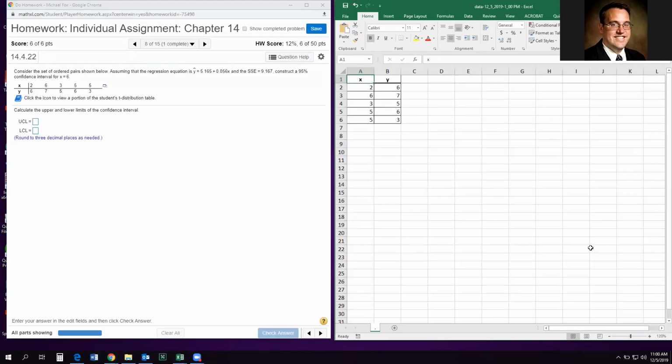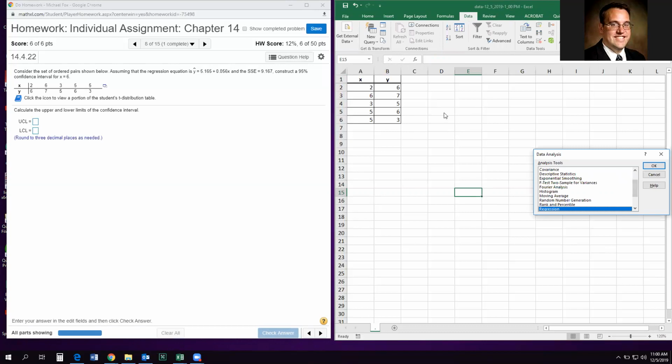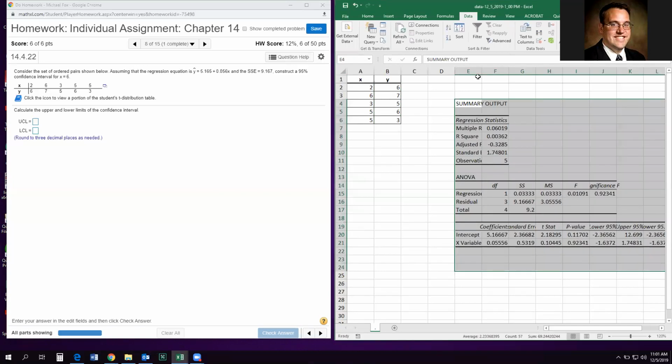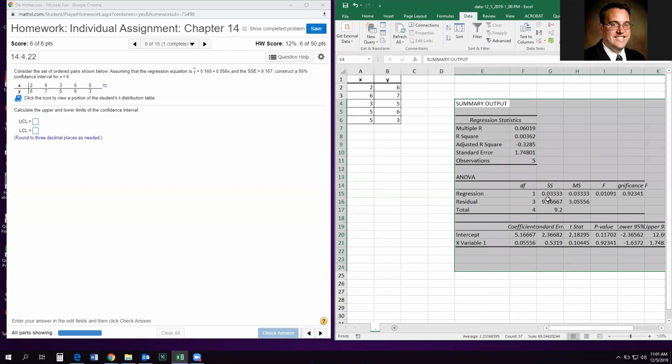All right, so first thing I'm going to do is come up here to data, run data analysis. If you don't have it on your computer, you may have to add it at the add-ins like I showed you earlier in the semester. We'll choose regression, hit OK. We'll give it our Y input range, which is these B values, and our X input range, which is these A values. And then our output range is just wherever we want it to show up. Right now it's set to E4, which is fine with me. So I'll hit OK. And there's my regression output.